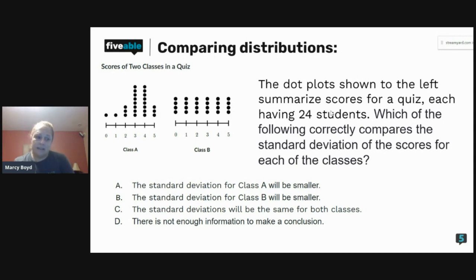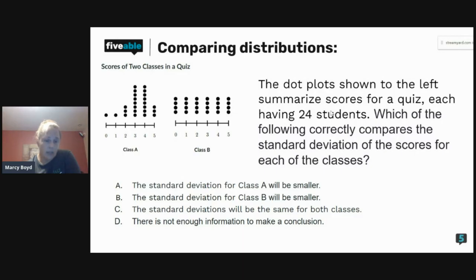If we remember that standard deviation really means how far away the data is from the mean, maybe we can look at that. As we're looking at these choices, it says standard deviation for A is smaller, B is smaller, they are both the same, or there's not enough information. When I first start looking at this with my students, most of them say, all right, it's not C, because those spreads, the data does not look the same. So I'm going to guess that the standard deviation is not the same.